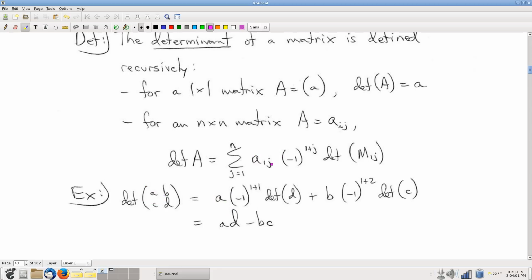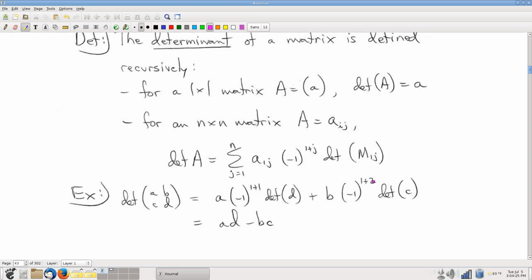When J is equal to 2, and keep in mind J goes from 1 to N, in this case N is 2. When J is equal to 2, of course we're always in the first row, J equals 2 means we're looking at that entry. And that's that term there. Now that factor in that second term.